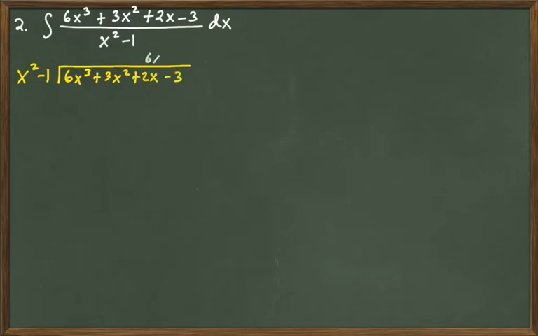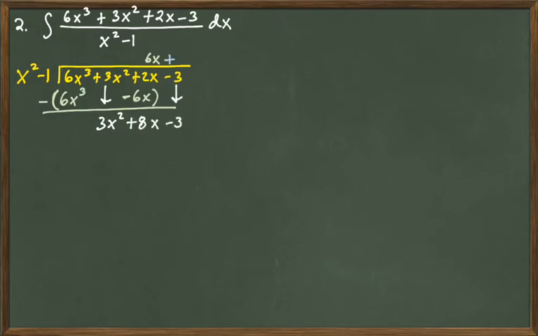Okay, x squared times 6x is 6x cubed. Negative 1 times 6x is negative 6x. In long division, we're going to subtract. 6x cubed minus 6x cubed is gone. Bring down the 3x squared. Then 2x minus negative 6x is 2x plus 6x, which is 8x. And then we'll bring down the next term, the negative 3.